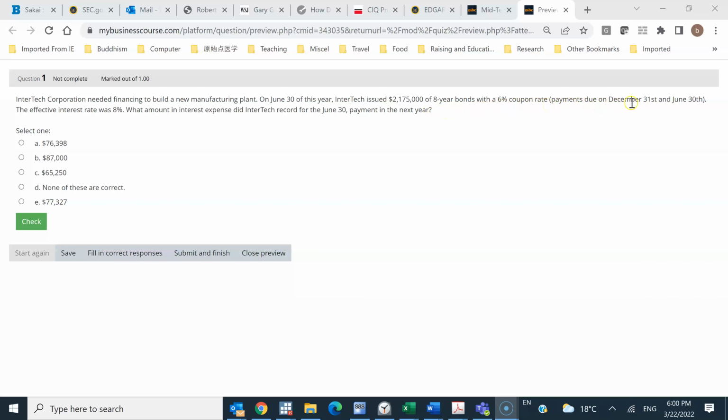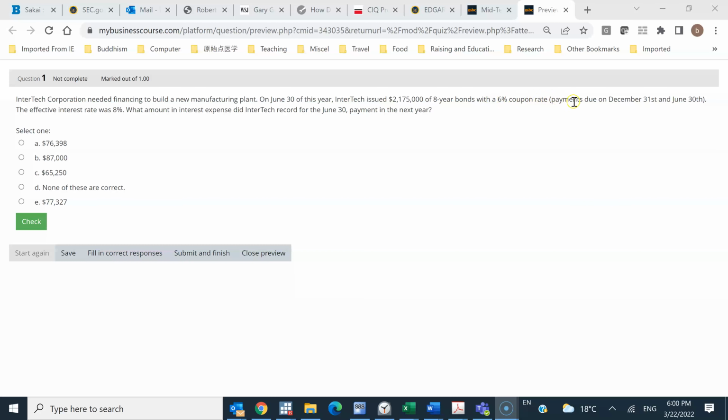Payments are due on December 31st and June 30th. The effective interest rate was 8%. What amount in interest expense did Intertech record for the June 30 payment in the next year?